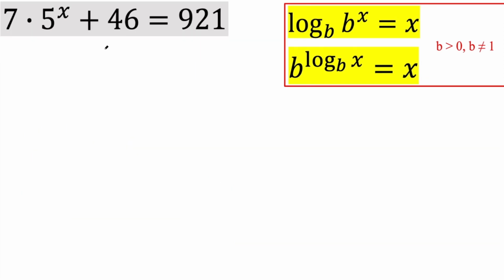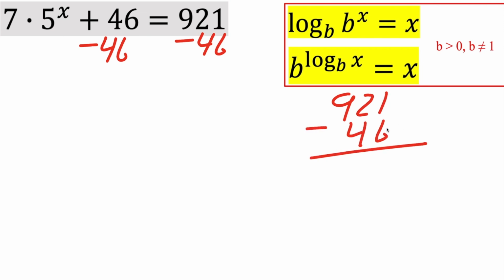Okay, our third problem, a little bit more work. We want to first get rid of the plus 46. You can subtract 46 on both sides. And we can do the old-fashioned subtraction, or if you want, use a calculator. So 1 minus 6 gives you a negative number, so we got to borrow some from the 2. So 2 changes to a 1. The 1 changes to 11. 11 minus 6 is 5. Change the 9 to an 8. Change the 1 to 11.